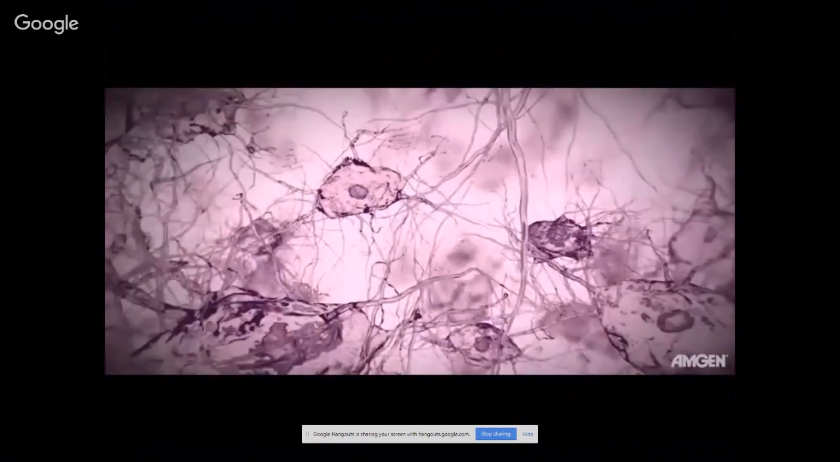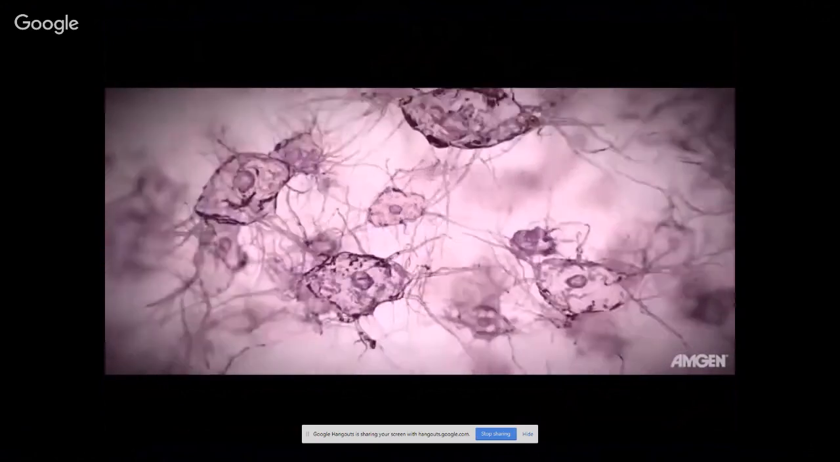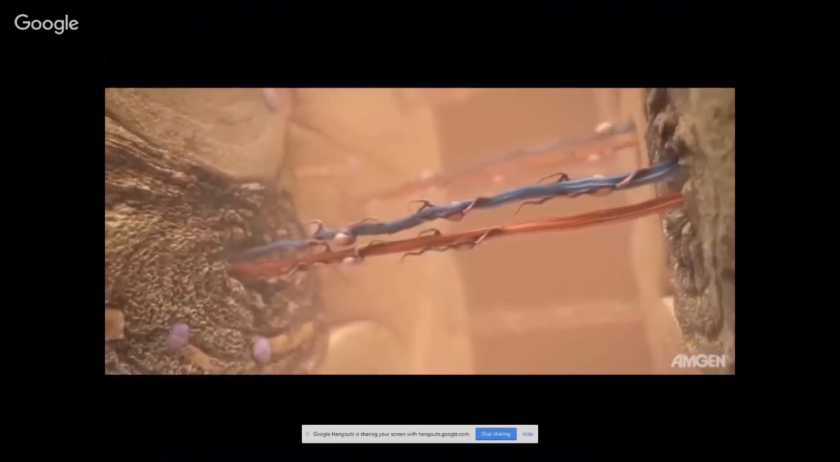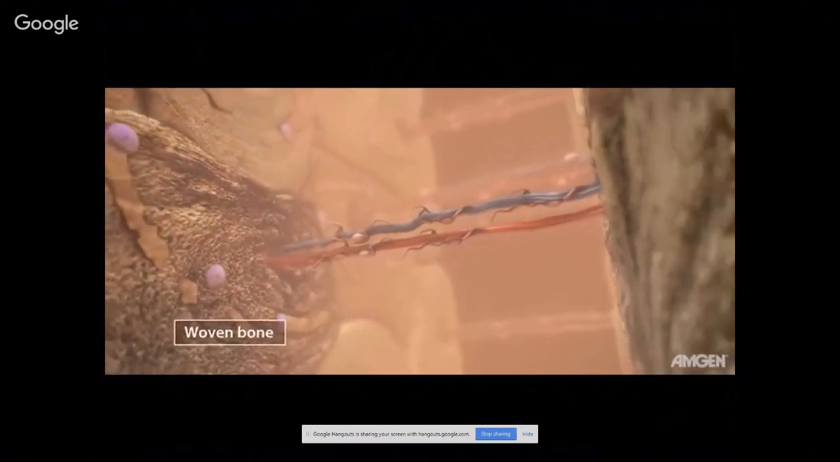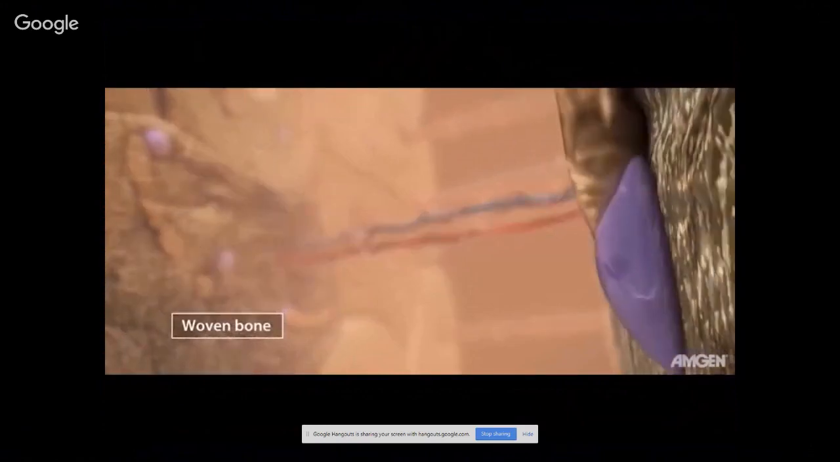Music makes this feel like 1,000 times more dramatic than it should be. Yeah, it is. But actually, it's quite amazing if you think about it. That your bone is living tissue and able to regenerate itself.